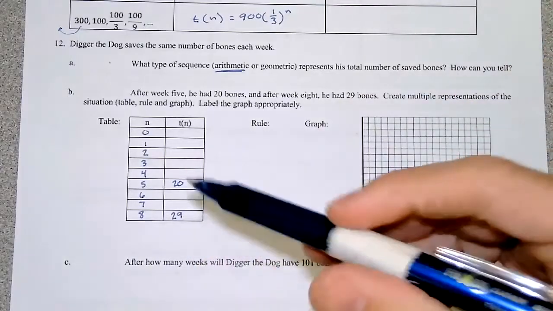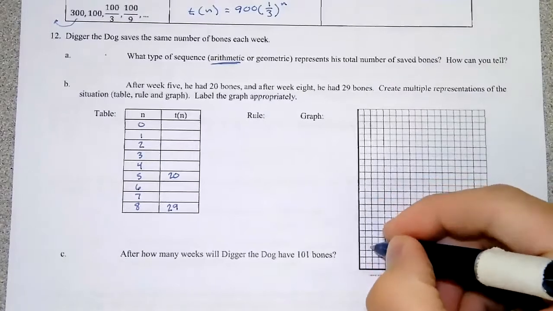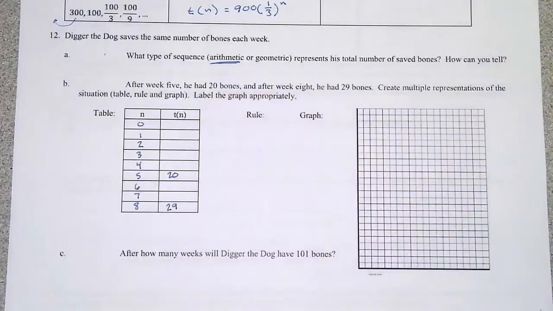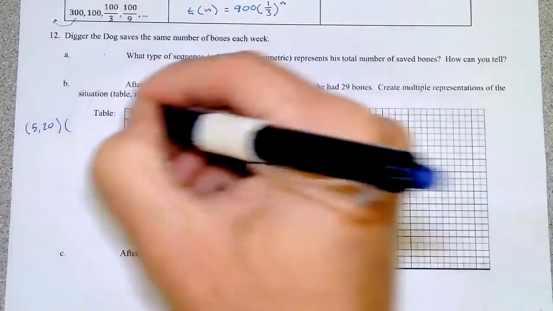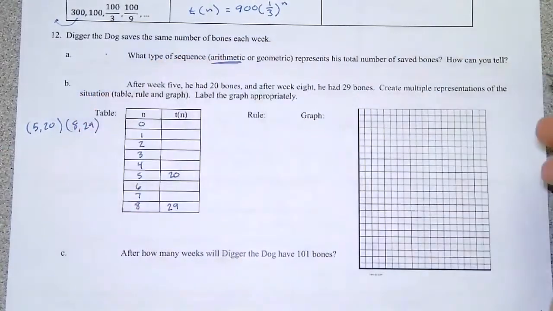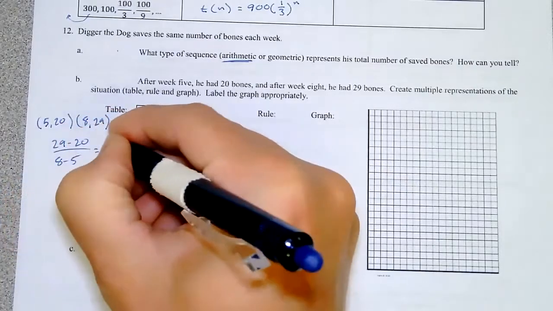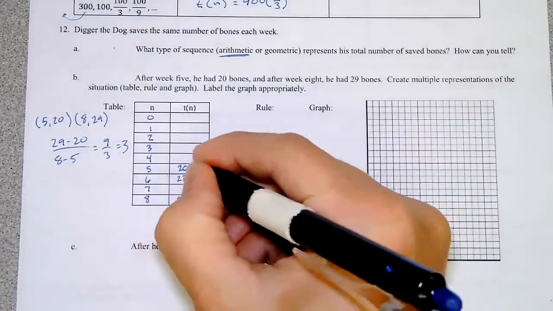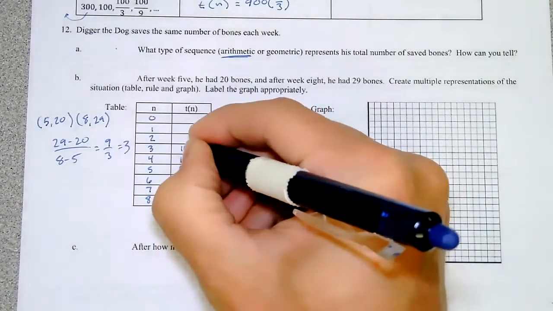A lot of different ways you can figure out that he's adding 3 bones each week. You could have come over to the graph and plotted (5, 20) and (8, 29), drawn a line, and found the y-intercept. You could treat these as points, (5, 20) and (8, 29), and find the slope. So you get 9/3, which is 3. That would be our slope, or how many bones we're adding each week. And you notice if we just add it on to the table, it checks out: 23, 26, 29. Work backwards.